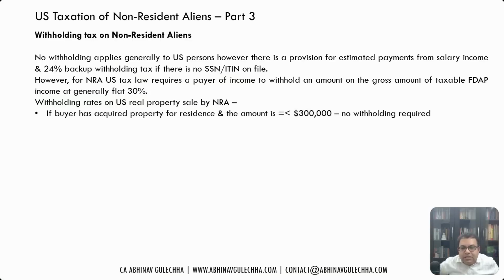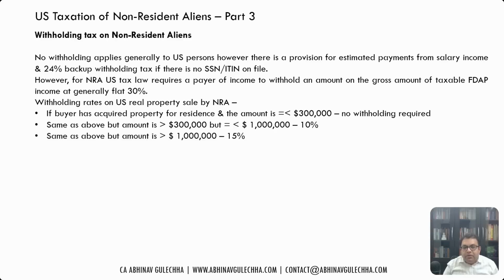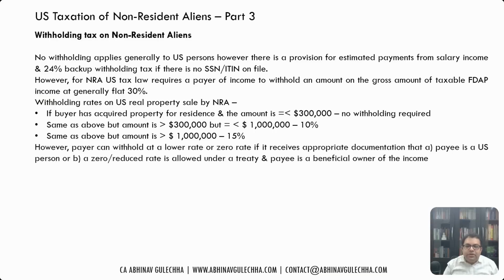What the provision says is that if the buyer has acquired the property for residence, whoever the buyer is, and the amount involved in the sale is less than or equal to 3 lakh USD, then there is no withholding required. So that is the first thing. Second, in the same situation, if it is 3 lakh to 10 lakh USD, then 10% withholding. If the amount is more than 10 lakh, it's 15% withholding, right? So generally the withholding rate is 15%, but these are basically the tax brackets. There are final rules that are applicable, so you can check that, but generally these are the rates.